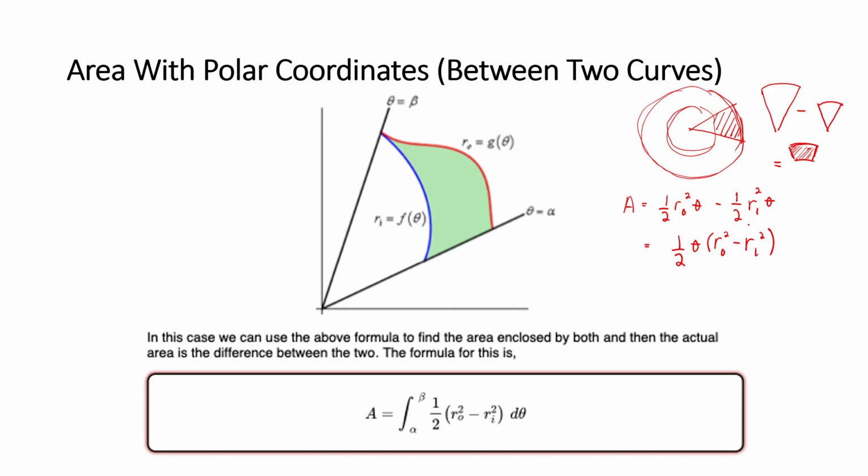And again, since our theta is changing throughout the problems, it's not a fixed value, that's why we get the integral of 1/2 r outer squared minus r inner squared d theta from alpha to beta.